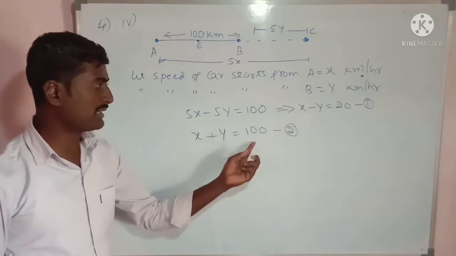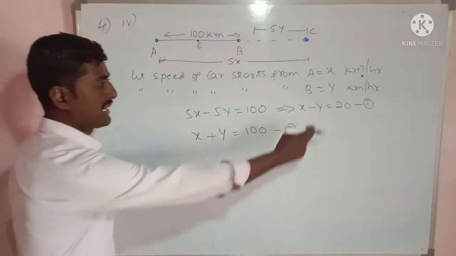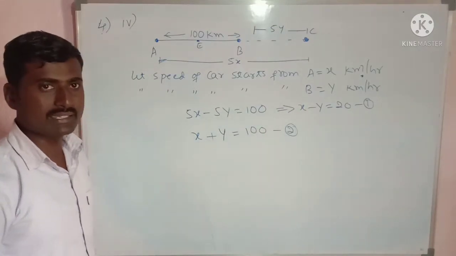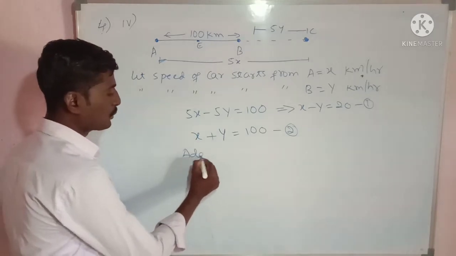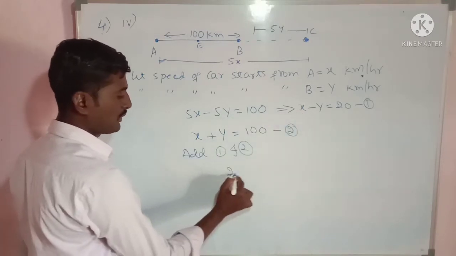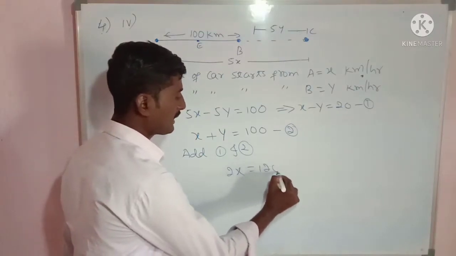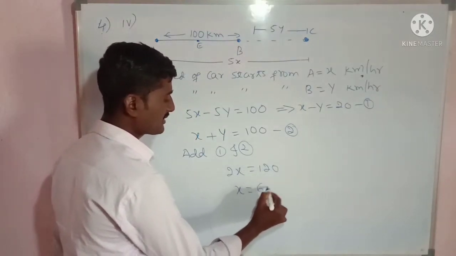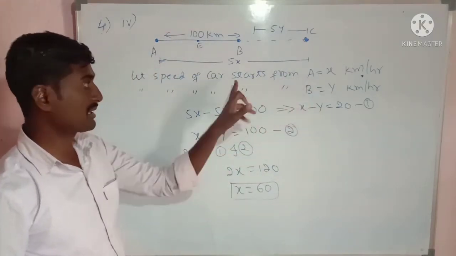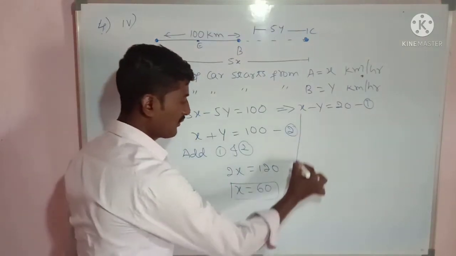Now we have to solve these two equations by any algebraic method. Here minus y is there, here plus y is there. Let us add these two equations. y will get cancelled. Add 1 and 2. So directly I will write x plus x, it is 2x, is equal to 100 plus 20, that is 120. So here I am getting x is equal to 60. So x is the speed of the car that starts from point A, 60 km per hour. Now I have to find the value of y.